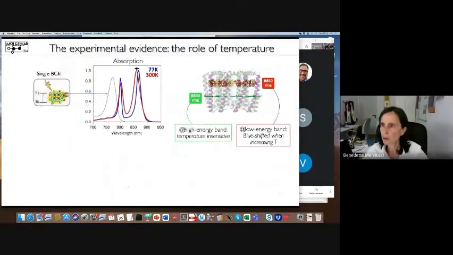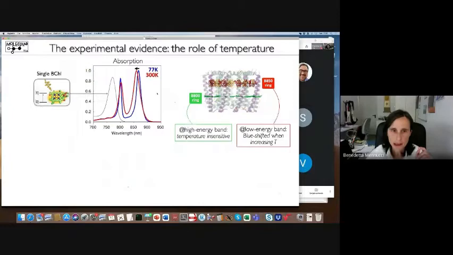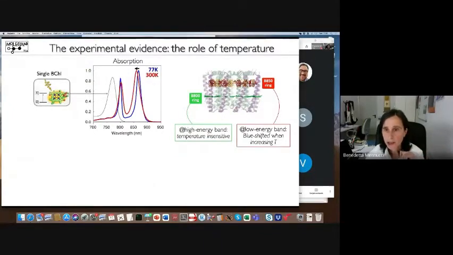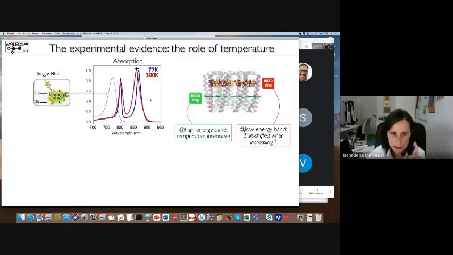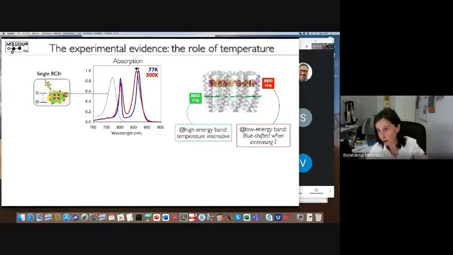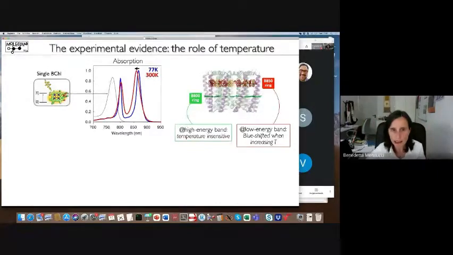So if you look at the experimental data, you see that the absorption spectrum of this system is temperature dependent. In particular, going from very low temperature to room temperature, you see a shift in the low energy excitons, the B850, while the other peak, the B800, is insensitive to temperature.